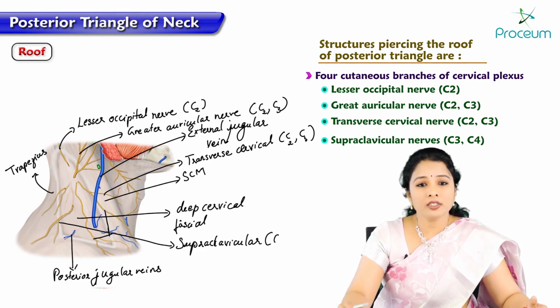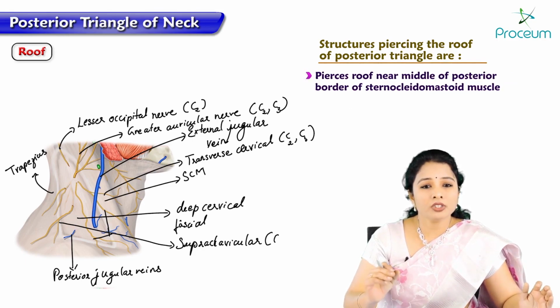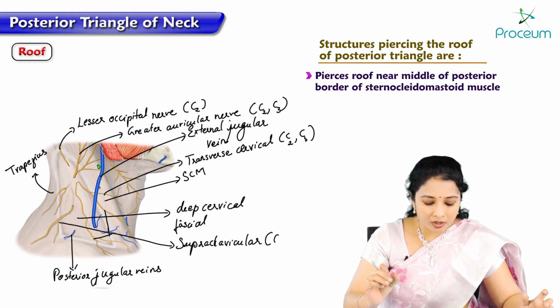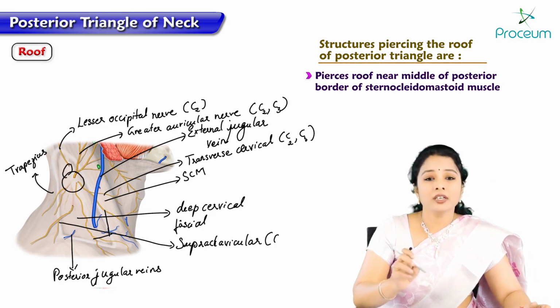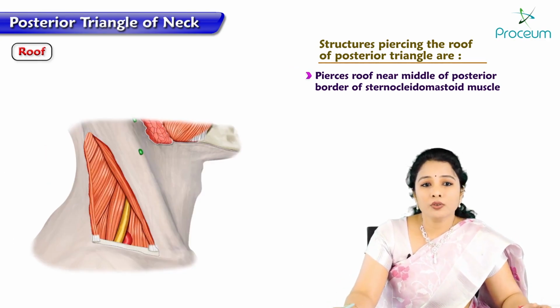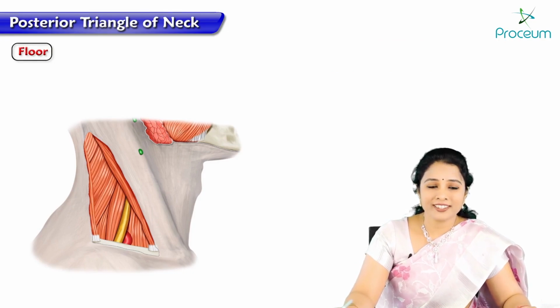All these nerves, if you see, pierce almost near the posterior border of sternocleidomastoid. Somewhere in the middle of the posterior border of the sternocleidomastoid, at this point we can see most of the cutaneous nerves pierce the roof and become superficial. So that was about the roof and contents of roof. Next we shall move with the floor of posterior triangle.